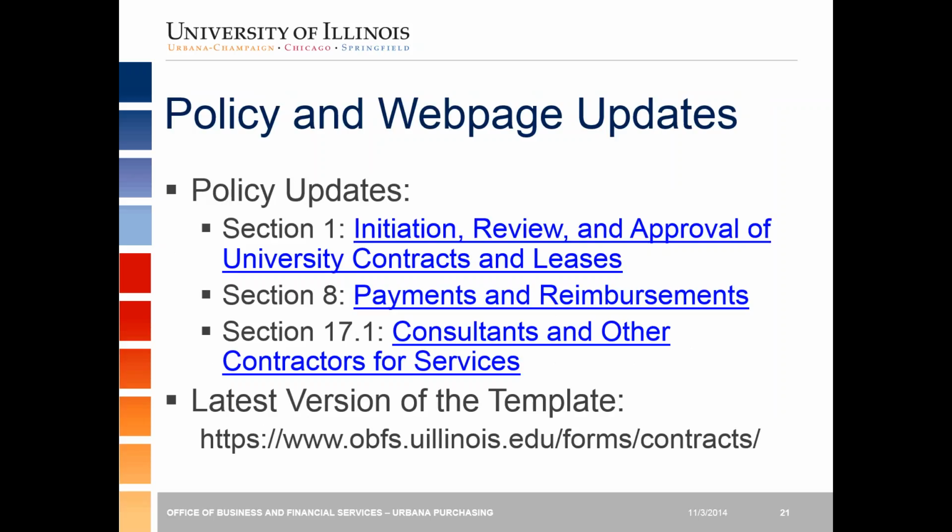Policy and web page updates. Sections 1, 8, and 17.1 of the OBFS policies and procedures have been updated to be consistent with the updates to the CFS under 10,000 templates. And we encourage you to carefully review those sections. Each time you initiate a contract on the CFS under 10,000 template, please go to the OBFS contract forms page and download a fresh template. The latest version of the template will always be located there.